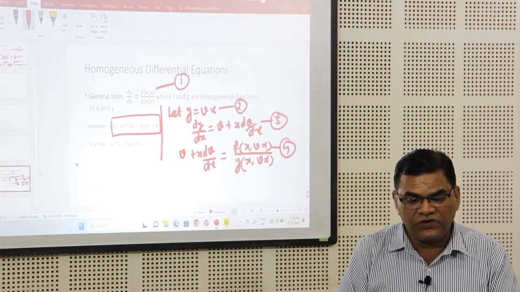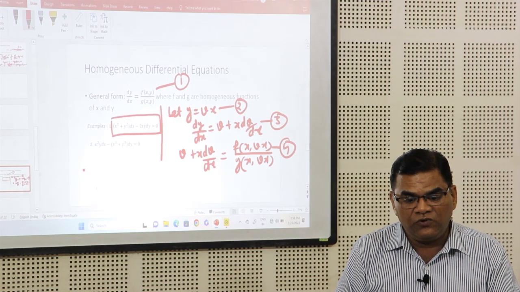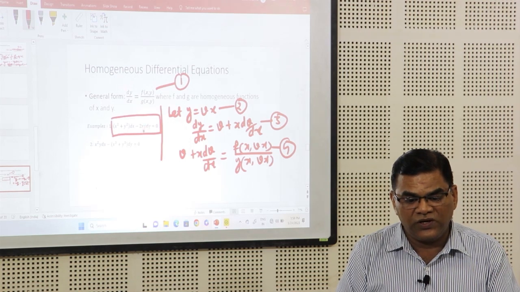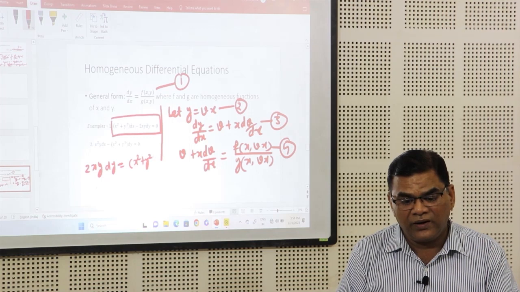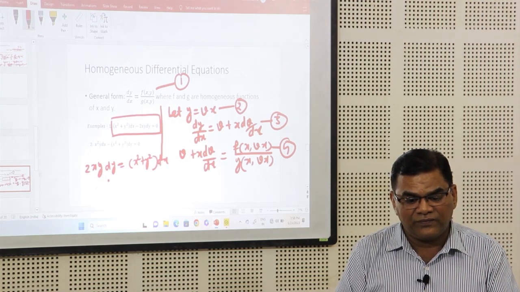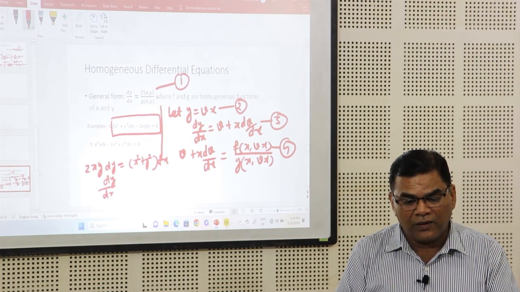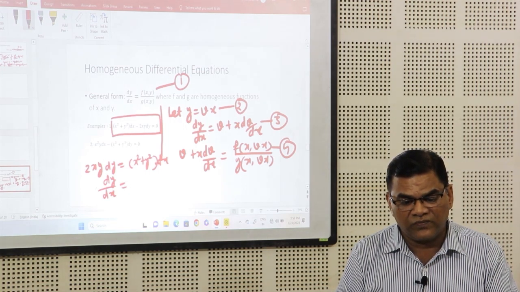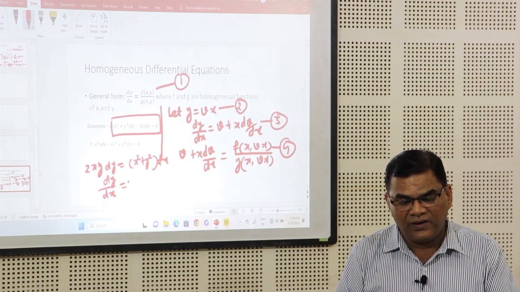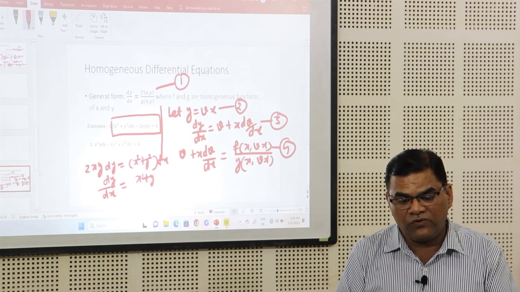So, the solution of equation 1. First of all, I have to write equation 1 in the proper format. This can be written as 2xy dy is equal to (x square plus y square) dx. Then, if I divide both sides by 2xy, we get dy by dx is equal to x square plus y square divided by 2xy.